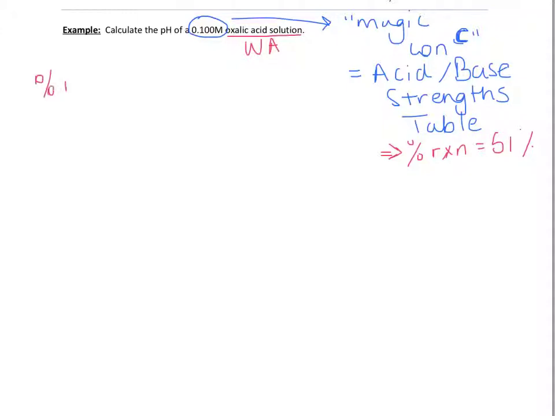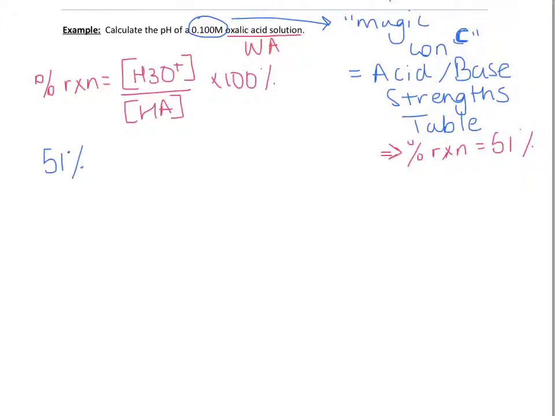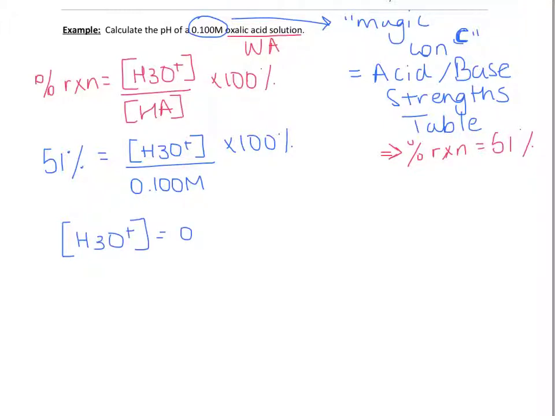So percent reaction is equal to the hydronium ion concentration over the acid concentration times 100%. We know that oxalic acid has a 51% reaction. We're looking for the hydronium ion concentration, and we know that we started with the acid concentration of the magic 0.1 molar. Rearranging this formula, you'll get an answer for the hydronium ion concentration to be 0.051 moles per liter.